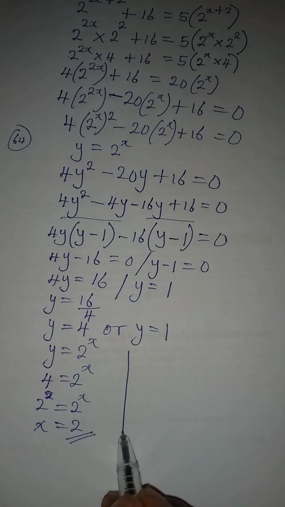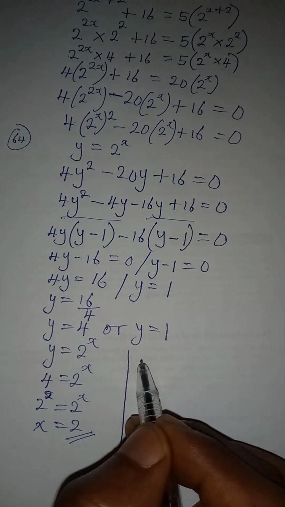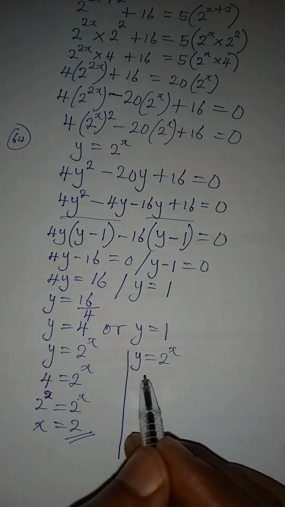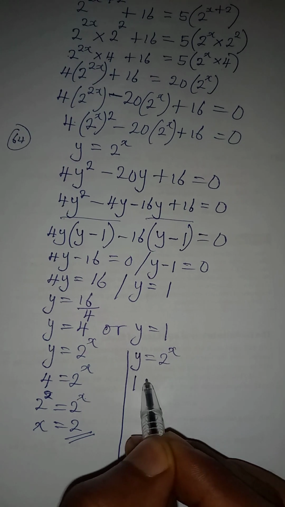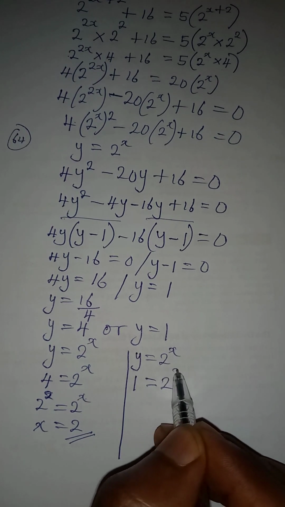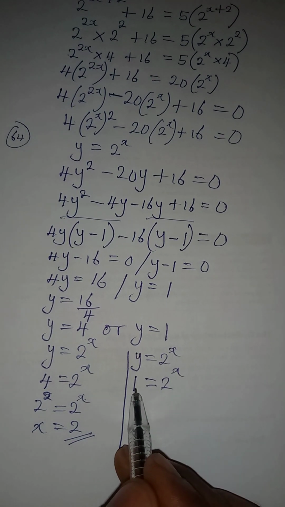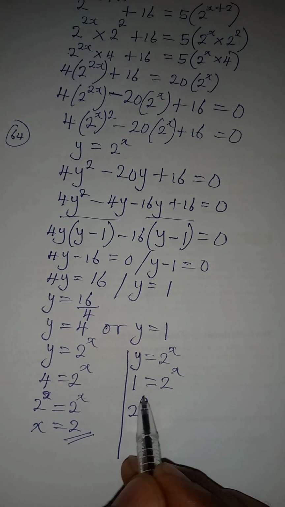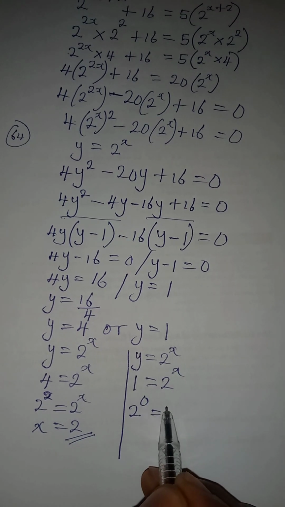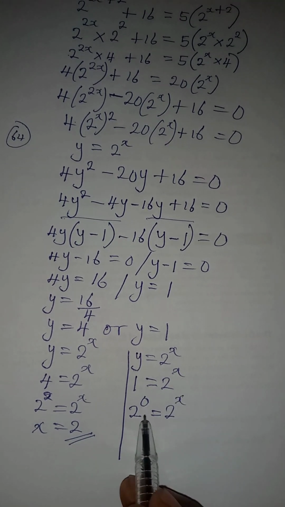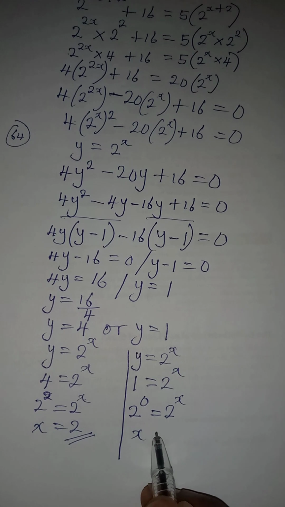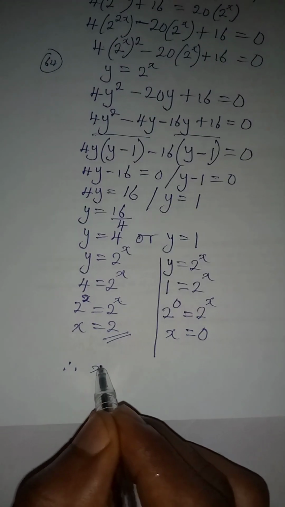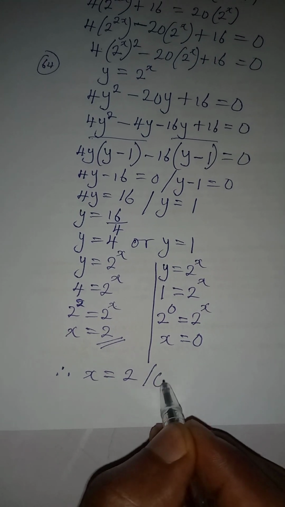So when y is equal to 1, remember that I said y is equal to 2 raised to power x. And now that y is equal to 1, here I will have 1 equal to 2 raised to power of x. Since here is base 2, we can rearrange 1 to have base 2. So it's going to be 2 raised to power 0, because any number raised to power 0 will be 1, and this will now be equal to 2 raised to power of x. Now the bases are the same, so we can say that x is also equal to 0. Therefore, x is equal to 2 or 0 in the given question.